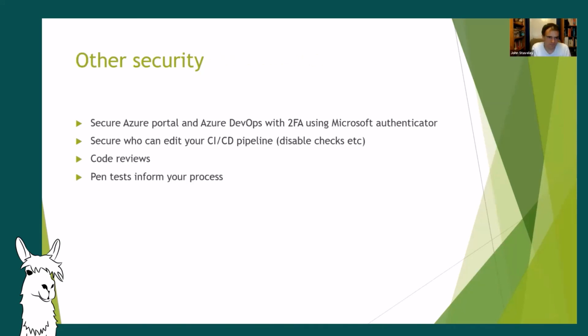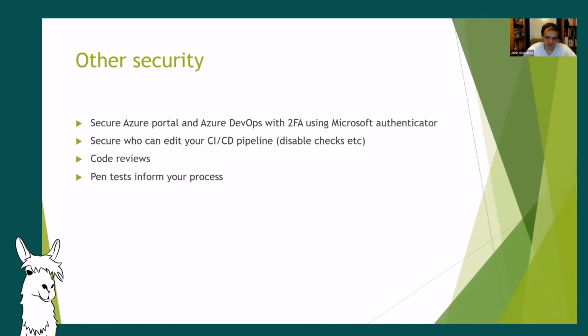So that completes a lot of what we're talking about today. Some things I've not talked about is how you secure the Azure portal. Obviously, if you can bypass the ARM template, then that's a bad thing. So you should look to set up two-factor authentication on the portal and on DevOps as well. Then within that, you need to secure who can edit the CI/CD pipeline and disable checks and all that, because that's your backbone of security. If developers bypass that process, then you're not secure at all.